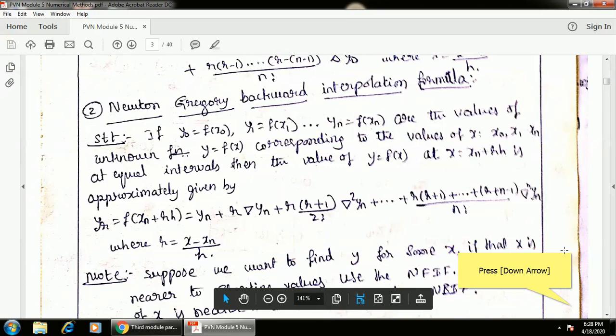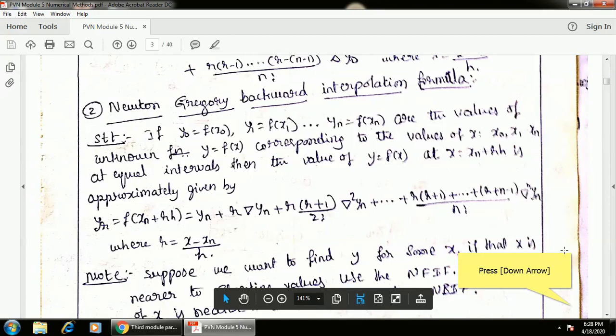Okay. Once again, the unknown thing here is r. How to find that r? x is equal to xn plus rh, so r is equal to x minus xn divided by h. And when to use this backward interpolation formula? We need to find the value of the function for some x that is nearer to end values. Then we use the backward interpolation formula.